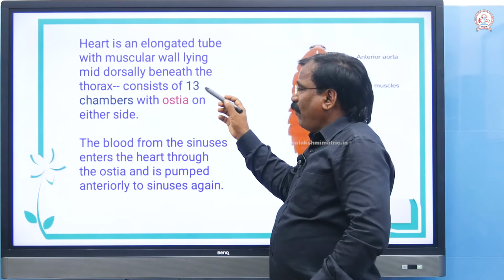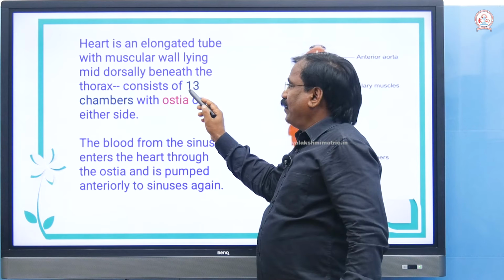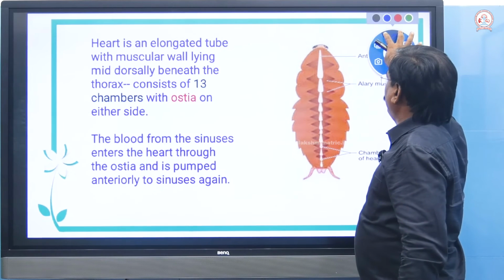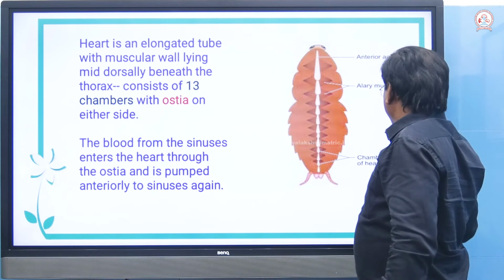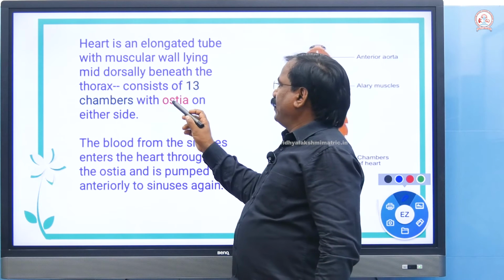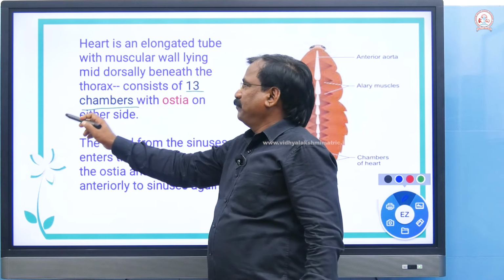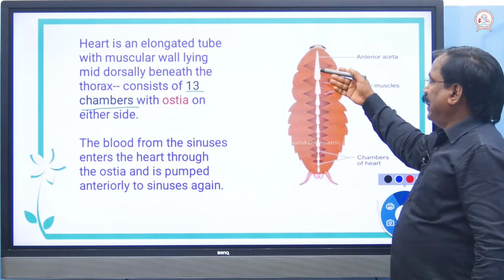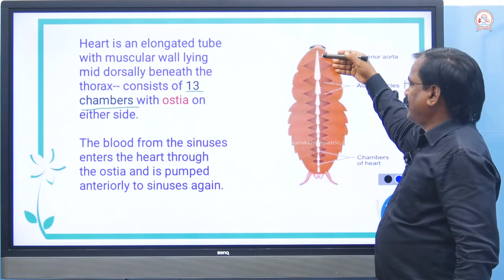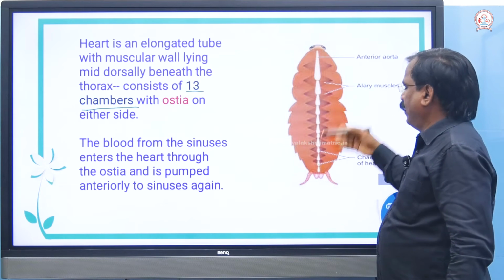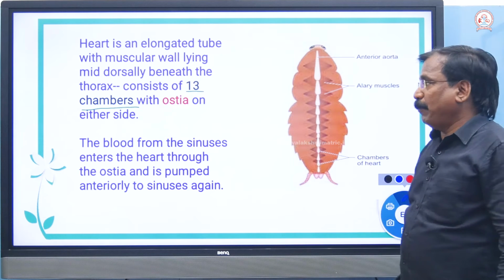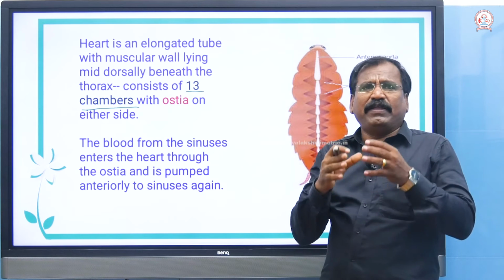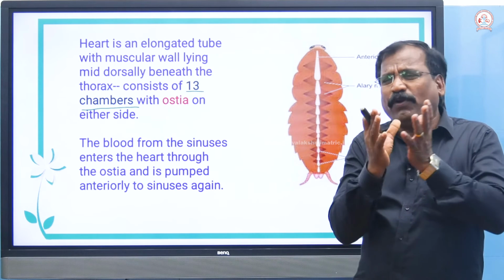Here the cockroach heart is a 13 chambered heart. நமக்கு 4 chamber, இதுக்கு பாருங்க 13 chambers இருக்குது, பார்த்தீங்களா? 13 chambered heart. thoraxல இருந்து அப்படியே வந்து பார்த்தீங்கன்னா end வரைக்கும் இருக்குது 13 chambered heart. Okay, it is a tubular heart.